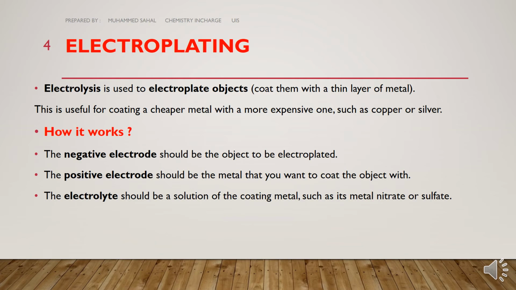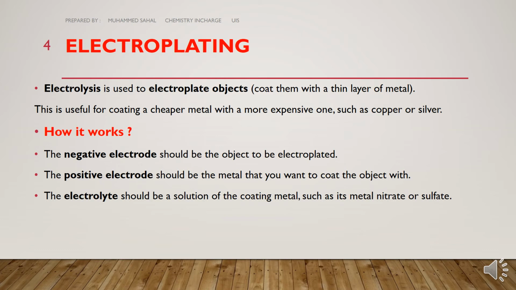Now electroplating. Electrolysis is used to electroplate objects, that means coat them with a thin layer of metal. This is useful for coating a cheaper metal with a more expensive one. How is this possible? The object you want to electroplate is used as the negative electrode. The metal that you want to coat is used as the positive electrode. A suitable electrolyte is used, a salt solution of the metal that you are going to coat.